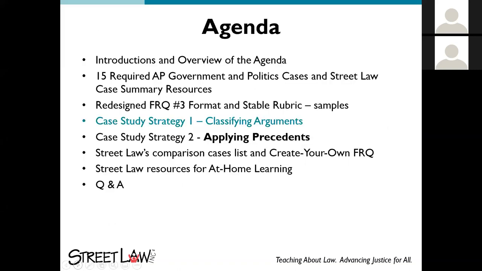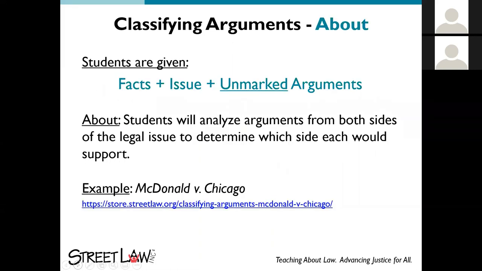Okay, let's get to case study one, classifying arguments. In the classifying arguments case study method, students are given the facts, background if there is one, issue, and unmarked arguments from a case, and they're asked to analyze which side each argument would help. So I'm going to show you on the next slide an example from McDonald v. Chicago, which of course is one of the required cases.